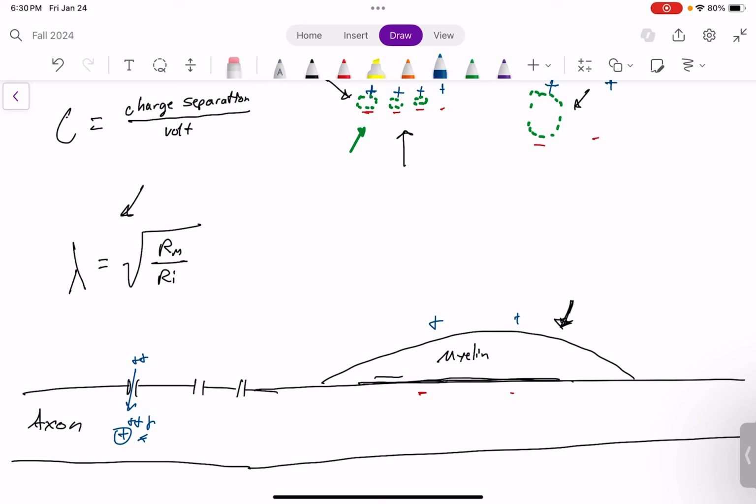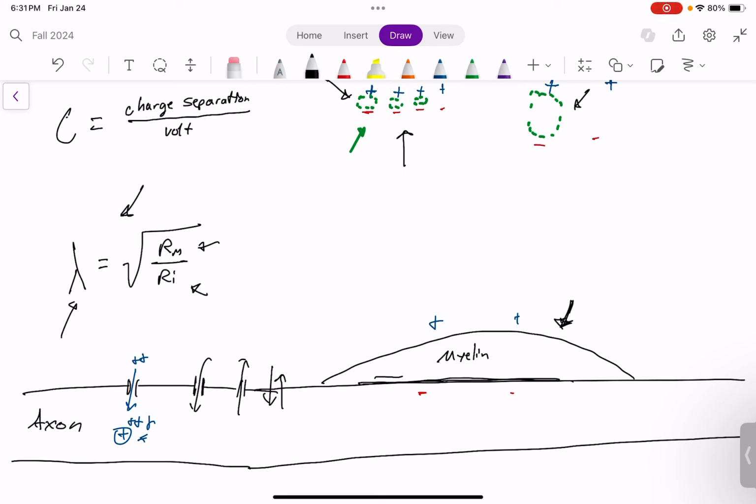So the length constant, or lambda, is determined by Rm and Ri. Now Rm is the resistance of the membrane. I guess you can see that, right? Rm, resistance of the membrane. And that's really how much resistance there is for an ion to come in or for an ion to come out. And so the resistance of the membrane goes down when there's more influx and outflux of ions, right? When ions can move more easily.